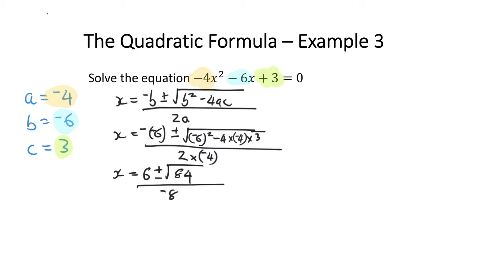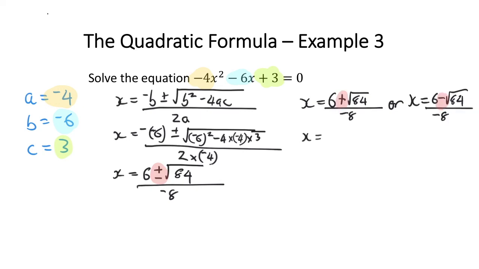So at this point in our working out, we split our equation into two using our plus and minus. So the first equation is going to be x is equal to 6 plus the square root of 84, and then divide by negative 8. Or my second equation, which is x is equal to 6 minus the square root of 84, divide by negative 8. So using a calculator, I can work out that my two solutions are going to be x is equal to negative 1.9 or x is equal to 0.4.